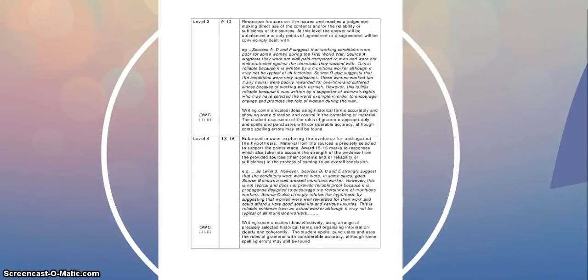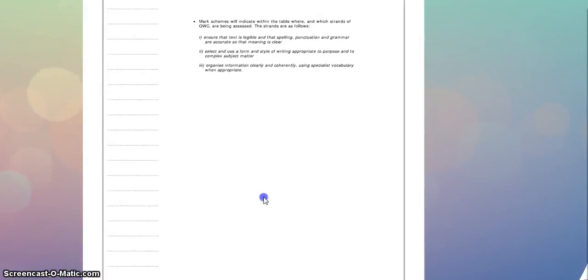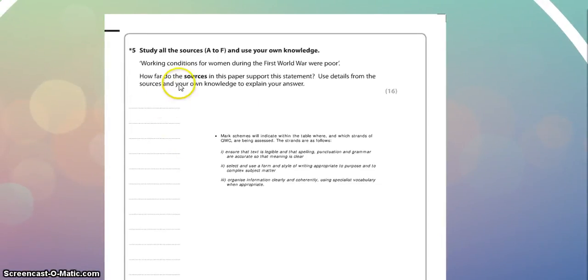Let's go back one more time to the question. Here it is, look. Okay. How far do the sources in this paper support this statement, okay? Not do you think this statement is true, but how far do the sources in this paper support this statement, okay? And use your own knowledge to back up the sources if you think they're accurate or not, okay? Working conditions for women during the First World War. Good luck.